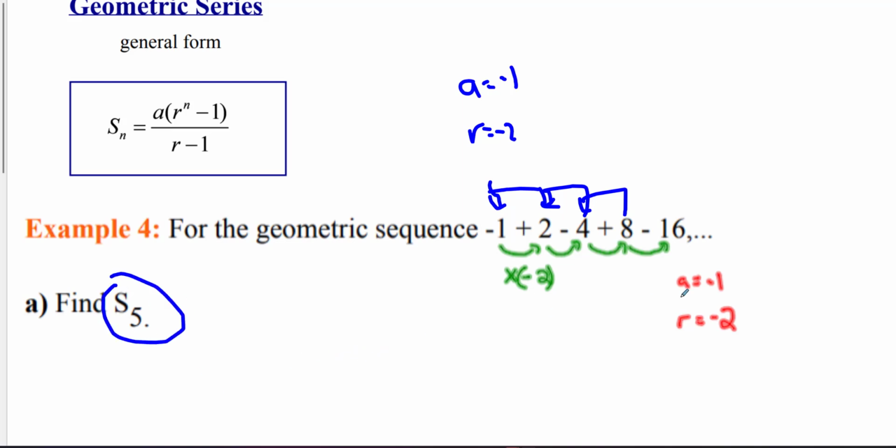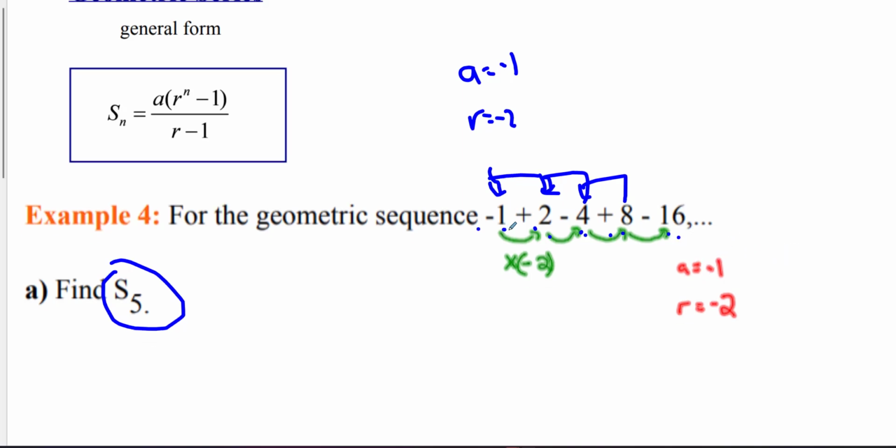Find the sum of the first 5 terms. You know what? 1, 2, 3, 4, 5. I can just add these up myself. I can literally do -1 +2 -4 +8 -16. If I add them all up together, what do I get? Well, let's see. Let's do all the negatives first. So -1, -4, and -16. So it's -16, -4, that's -20, that's -21. Now -21 plus 2 plus 8, that's going to be +10. So -21 plus 10 is -11. So I should get -11.